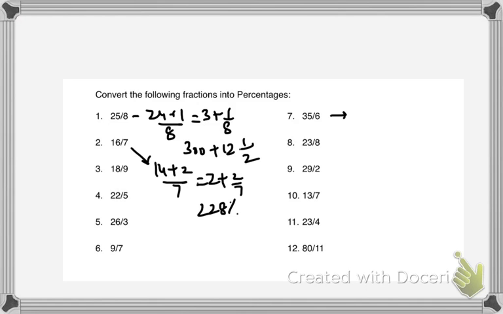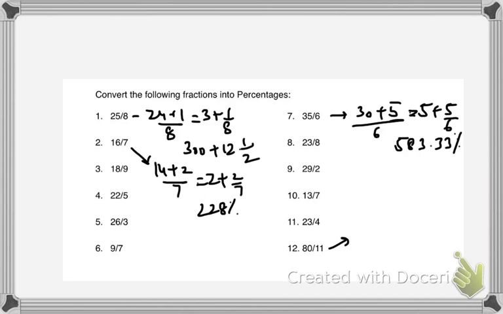Now we move on to the third example, that is 35 by 6. So you break 35 into 30 plus 5, and divided by 6. Now this will give you 5 plus 5 by 6, and this 5 will turn into 500, and this 5 by 6 is equivalent to 83%. So overall it will become 583.33%. Okay, so now move on to another example, that is 80 by 11.